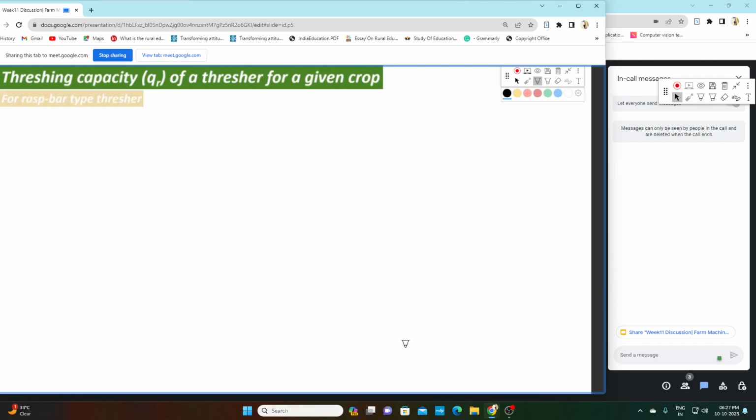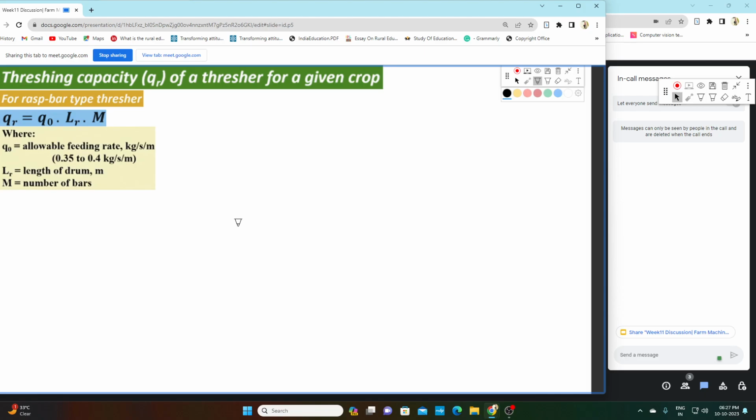Now, the threshing capacity of a thresher for a given crop. For the rasbar thresher, the threshing capacity Q_R is given by Q_R = Q0 × L_R × M. What is Q0? Q0 is the allowable feeding rate into your thresher, and that should be between 0.35 to 0.4 kg per second per meter. Again, the allowable feeding rate should be 0.35 to 0.4 kg per second per meter.